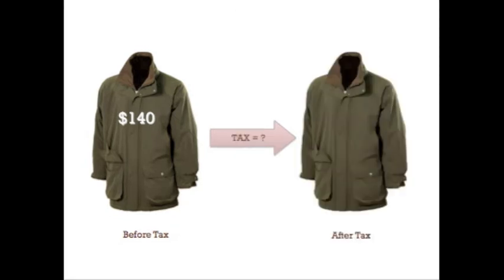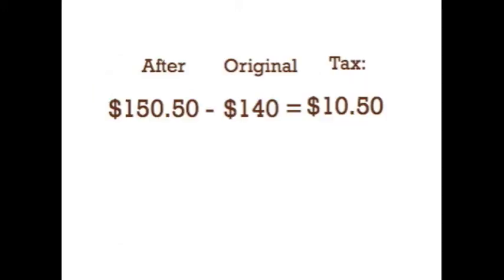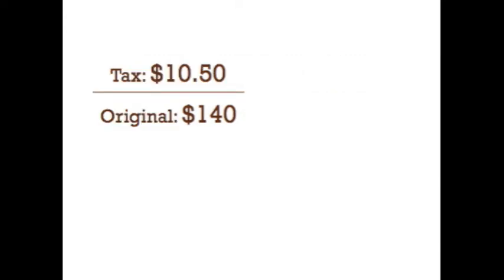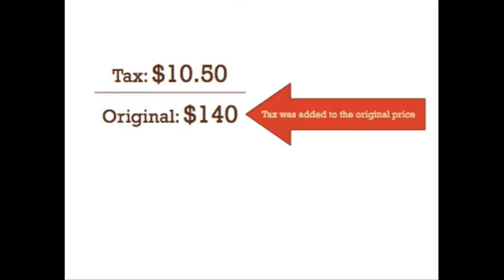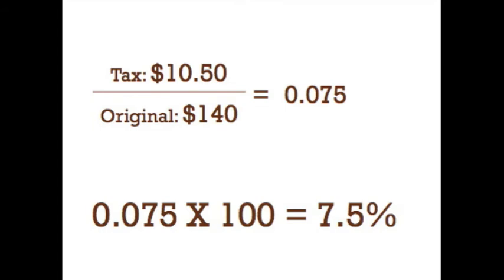$150.50. From background knowledge, we know that sales tax is added to the original price. We also know that the sales tax is written in a percentage. So we would first find the difference between the after price and before price. That number would be exactly how much tax Barbara paid. Now we would divide how much tax Barbara paid by the original price because the tax was added to the original price, not the final price. The end result is a decimal. In order to make a percentage, you must either multiply by 100 or move the decimal place over twice to the right.